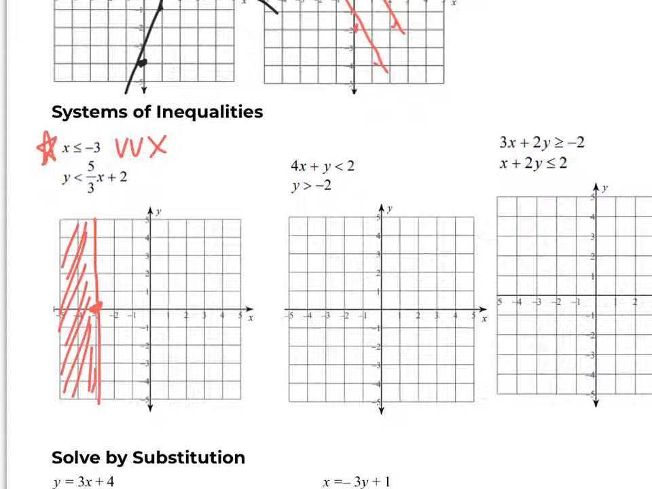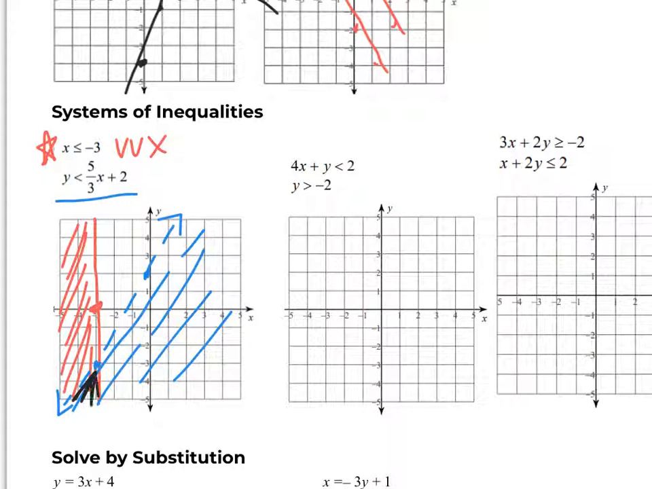Okay, so now I look at my next one. Begin at 2, up 5, right 3. Now I can't fit up 5, right 3 on this one, so I'm going to go down 5 and left 3. It doesn't have the equal to, so I'm going to draw a dotted line. And then it's less than, so that means I'm going to shade below. And hopefully you see the little teensy tiny bit right here where those are overlapping, and that's my solution.